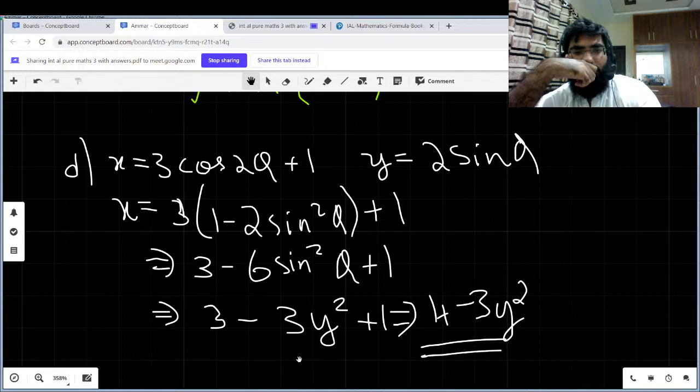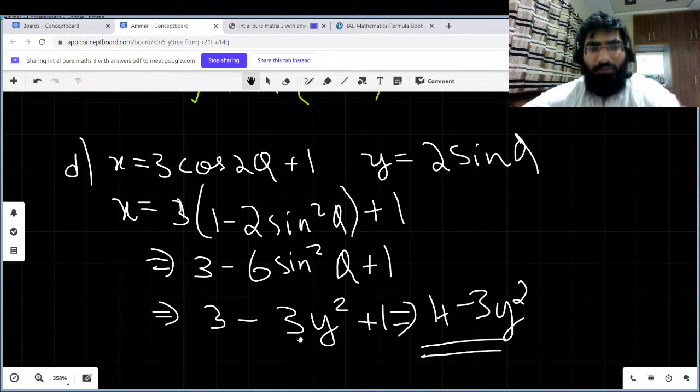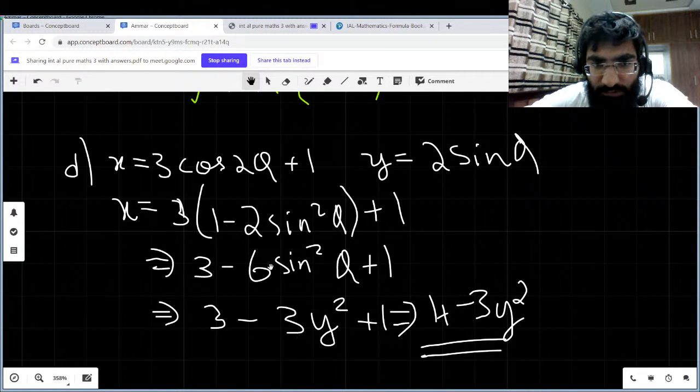4 sine squared theta. This step, how did you do this one? And this y is equal to what? This is equal to x, right? Yeah, y is equal to 2 sine theta, it says, so I just made it 3y squared. I don't know if it makes any sense. Why did you make it 3y squared? Because 6 sine squared theta, you're saying, is equal to 3y squared.